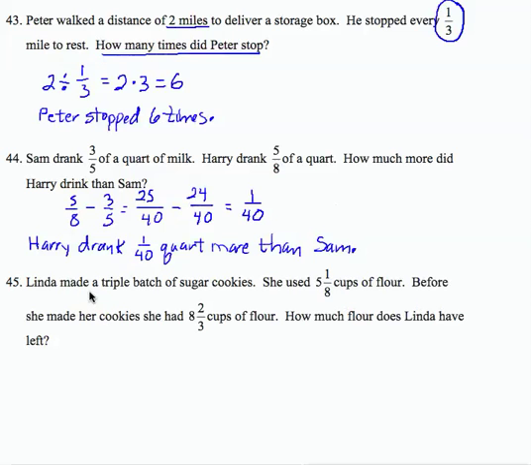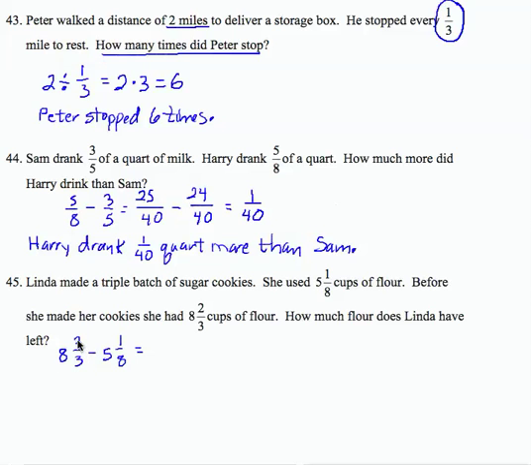Okay, in 45, Linda made a triple batch of sugar cookies. She used 5 1/8 cups of flour. Before she made her cookies, she had 8 2/3 cups of flour. How much flour does Linda have left? Well, we're going to need to take the 8 2/3, which is the flour she started with, and subtract the 5 1/8, which is the flour that she used. So let's start by turning each mixed number into an improper fraction.